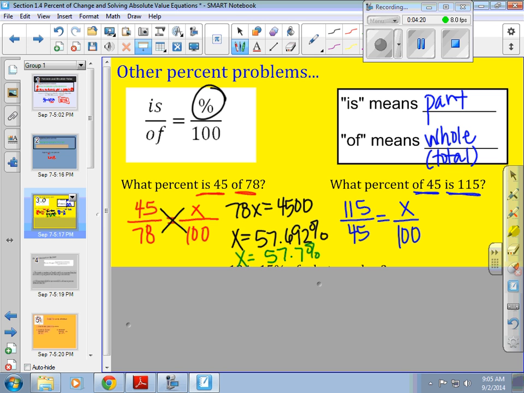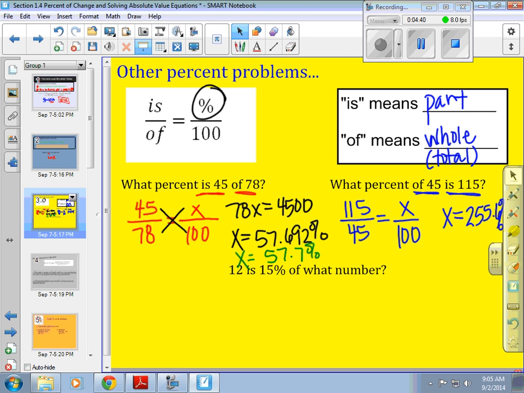If you go ahead and calculate this one, I'm not going to do the cross multiplying, but you can do it. 45 times x equals 115 times 100, and then divide by 45. You should get that your percent is 255.6%. I would now like you to pause the video and go ahead and do this example.